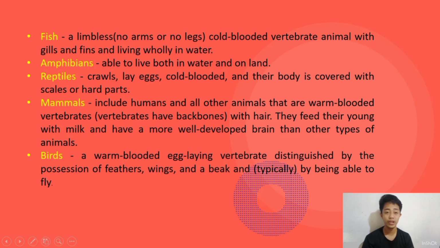And lastly, we have birds. Birds are warm-blooded, egg-laying vertebrates distinguished by the presence of feathers, wings, and a beak, typically by being able to fly. So if an animal is able to fly, it is a bird.